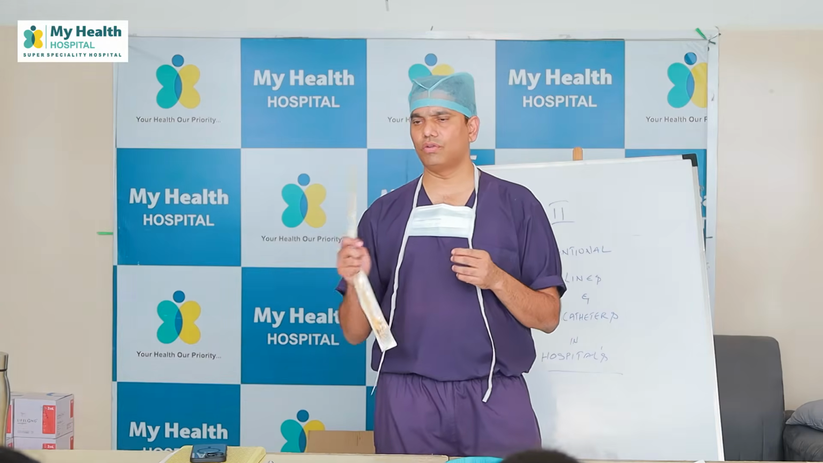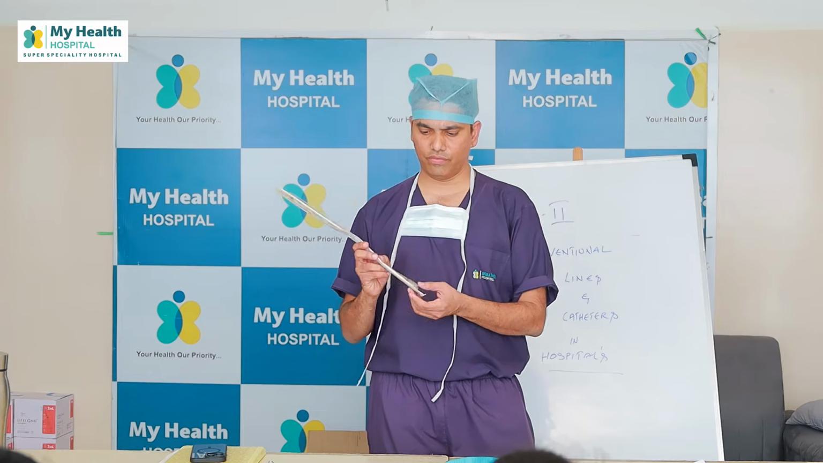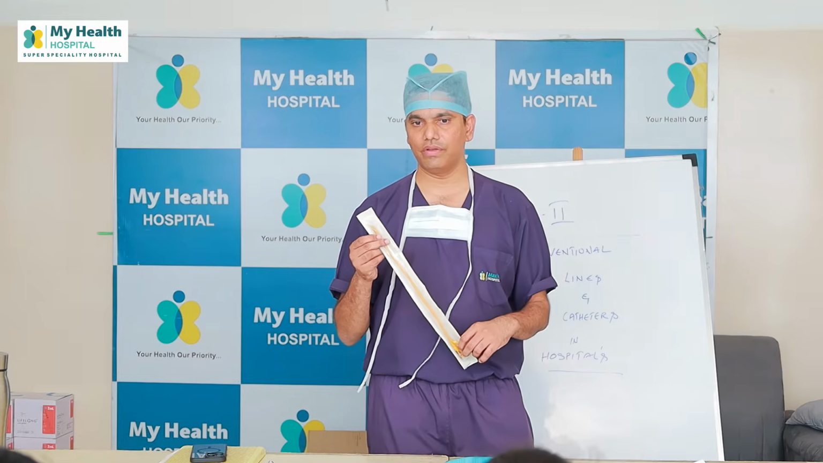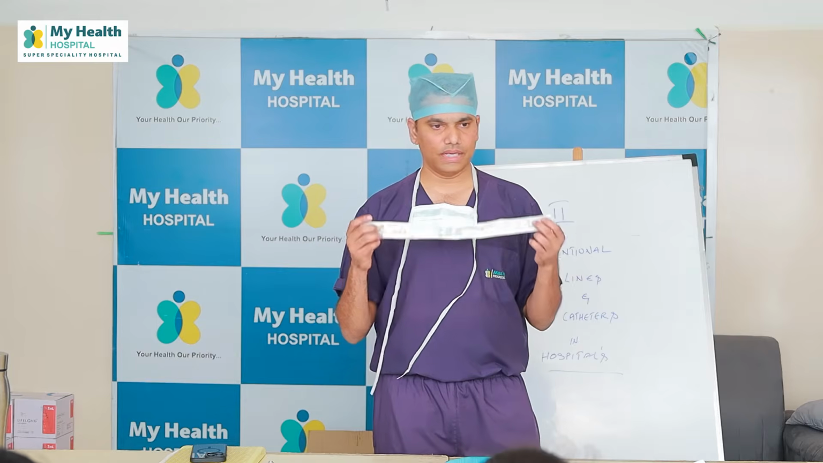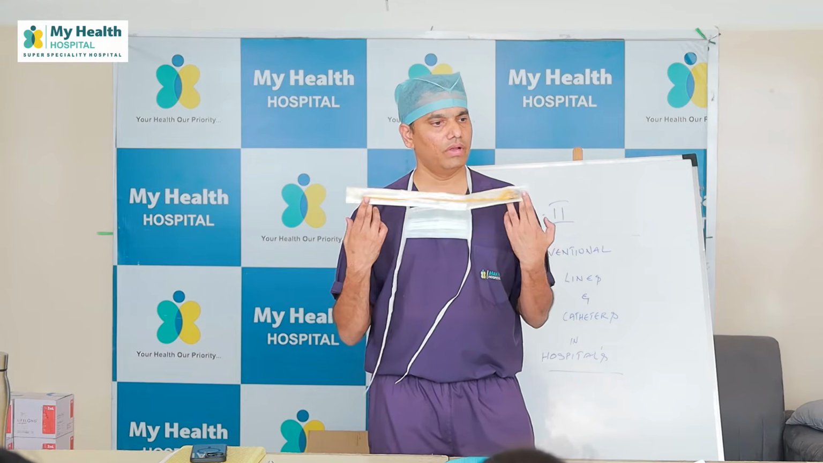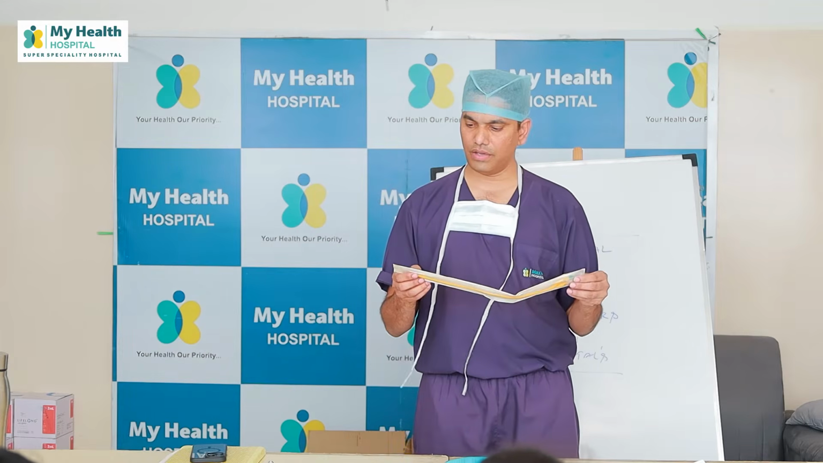And what does it have? What is the use of this thing? This one, the bulb is to inflate. So Foley's has a bulb, the length is shorter, the color is yellow, and again the size varies according to color.